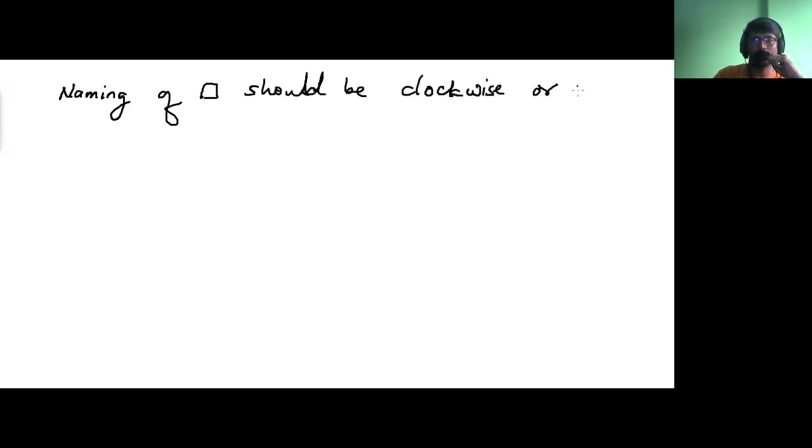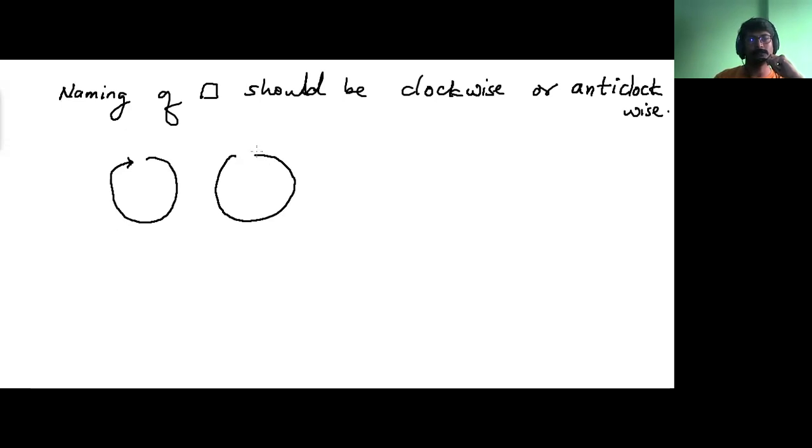The naming of the quadrilateral, write it in this sentence. Naming of a quadrilateral should be clockwise or anti-clockwise. It is never zigzag. Okay, so it will go either like this or else it will go like this. You getting it? So this is called clockwise and this is called anti-clockwise.